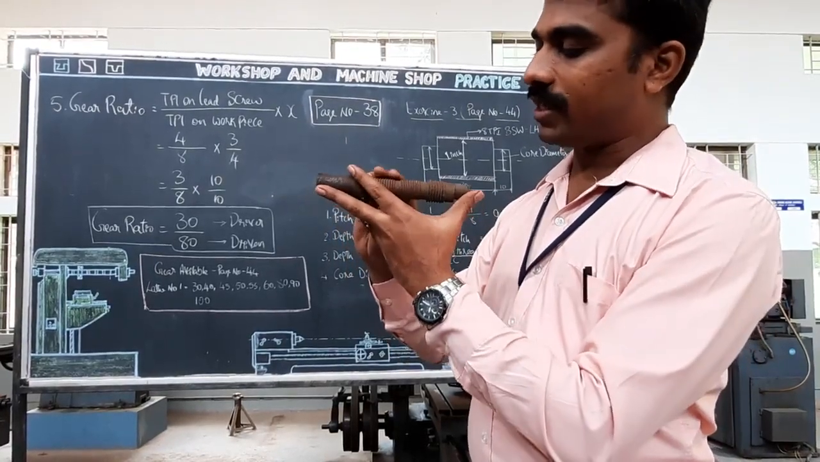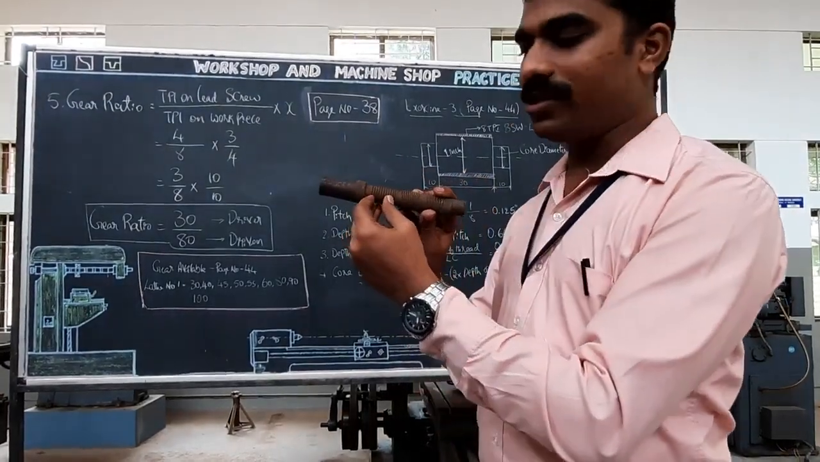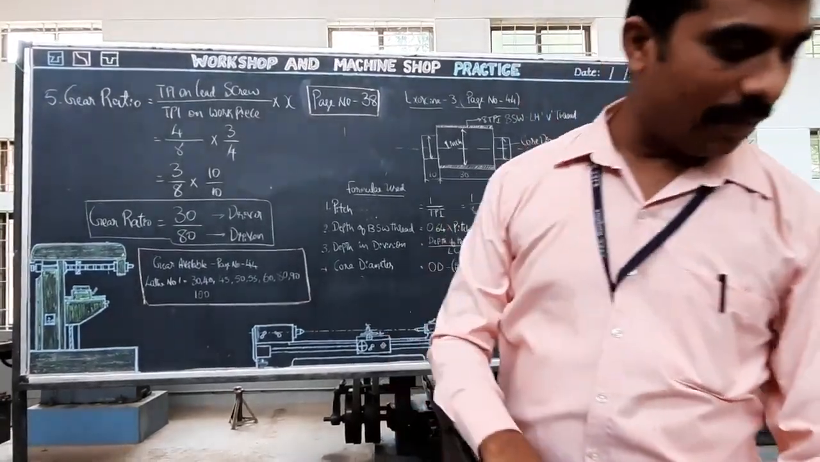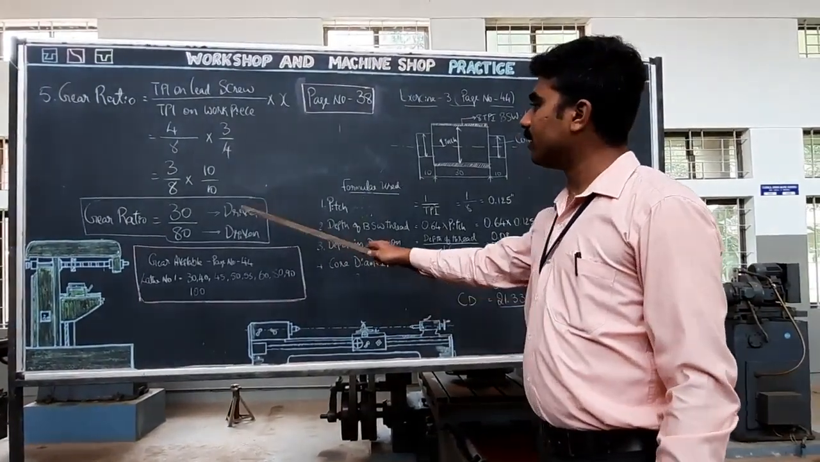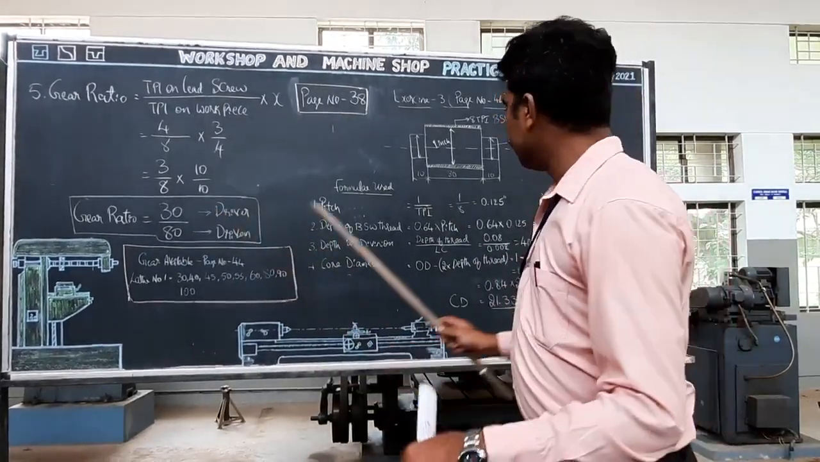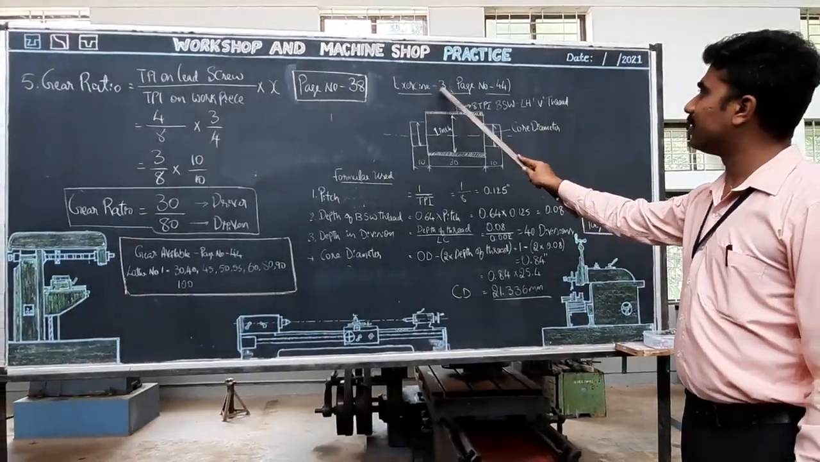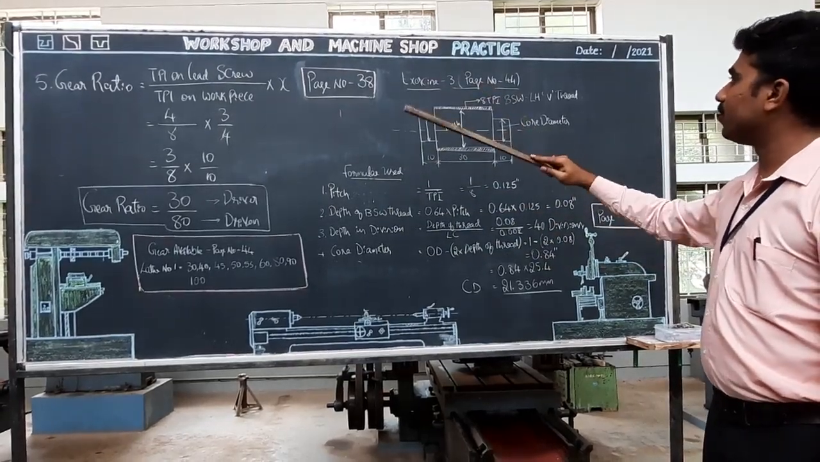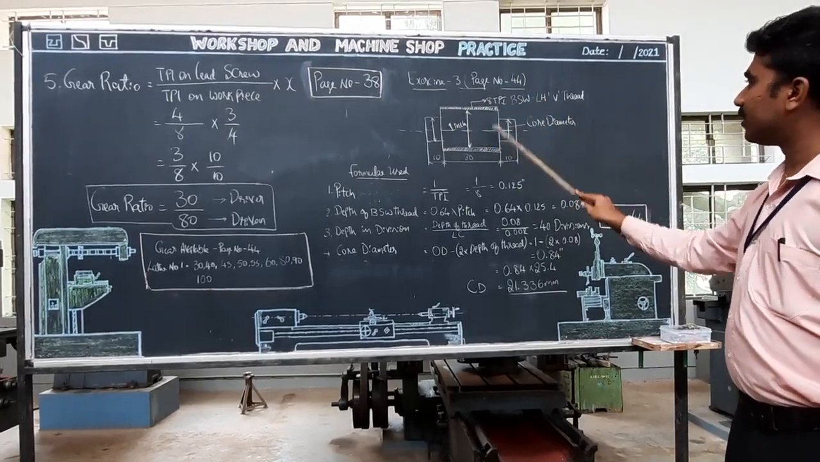Today I am explaining how to do a thread cutting operation, that is left hand V thread. It's an 8 TPI thread cutting operation. In order to do it, these are the formulas which you have to use. These equations are available on page number 44 of your machine shop manual, exercise 3. So this is the diagram.